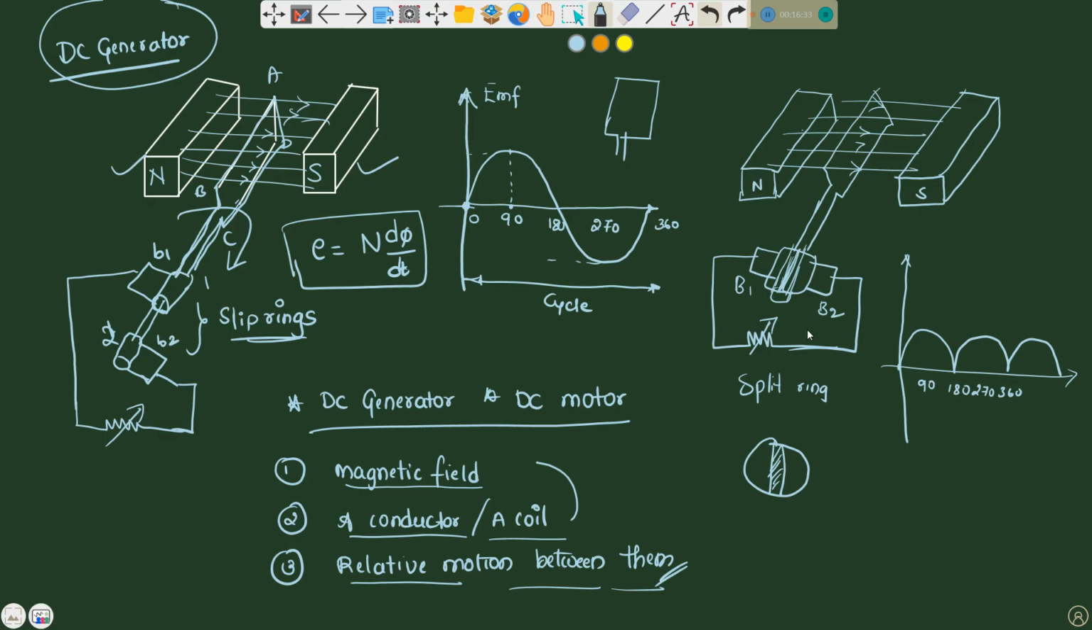Simply, a DC generator is nothing but an alternator plus a commutator. This commutator is acting as a rectifier or converter. In a DC generator it acts as a rectifier, converting alternating current into direct current. Understood? In a DC motor it reverses. That's it. So you understood the working of this simple loop generator.